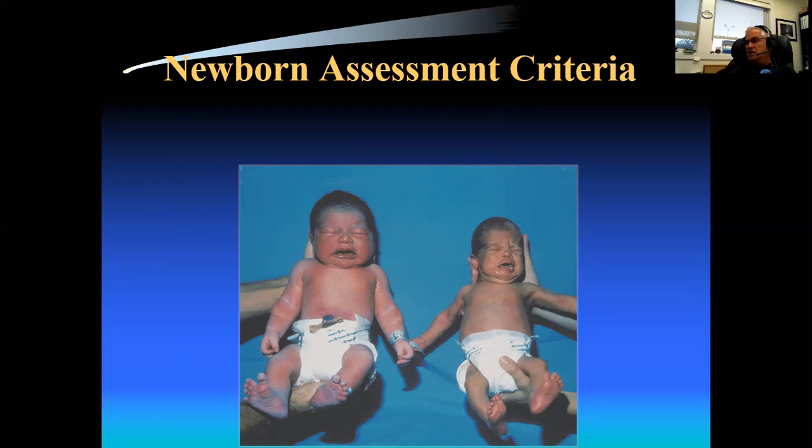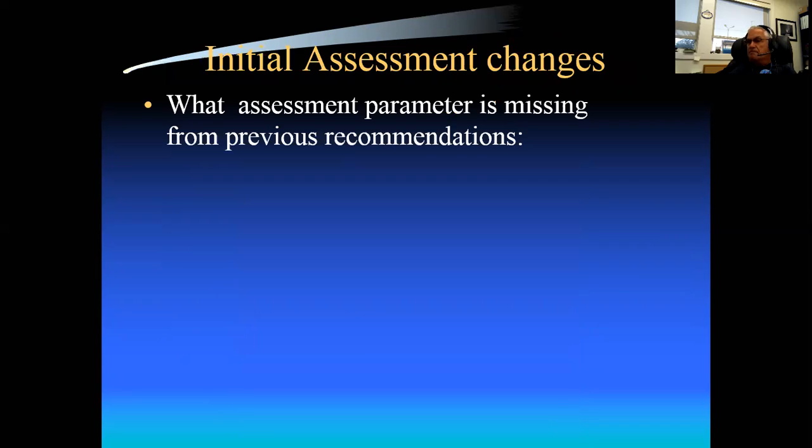Sometimes you get babies like the big one. What happens is the head may come out, but the shoulders get stuck. It's called shoulder dystocia. Okay, so you're almost there and you can't get the shoulders to deliver, and that becomes a true emergency. Okay, so what assessment parameters were missing from previous recommendations?